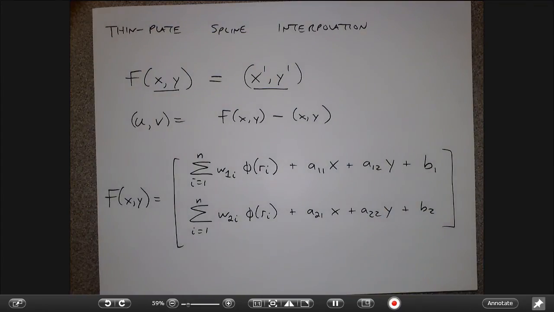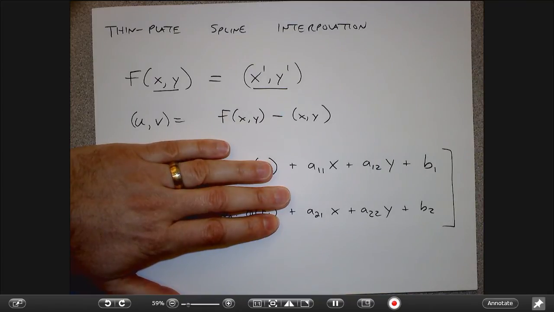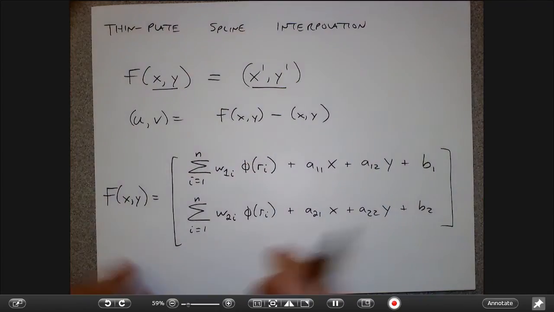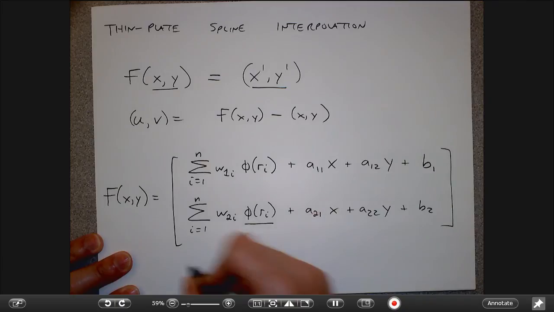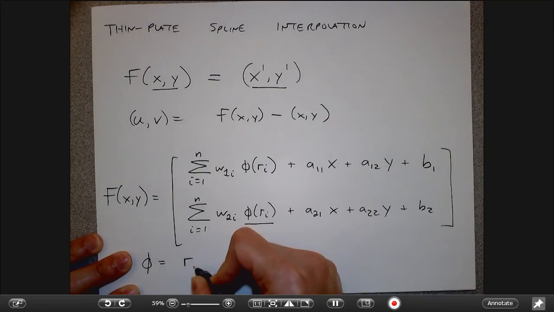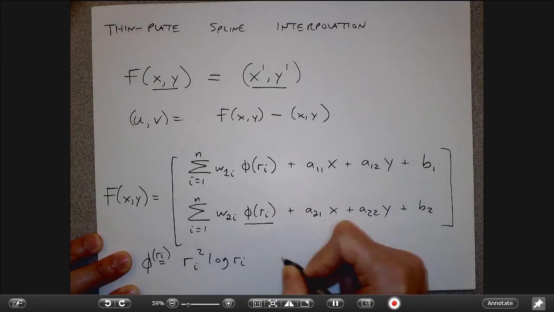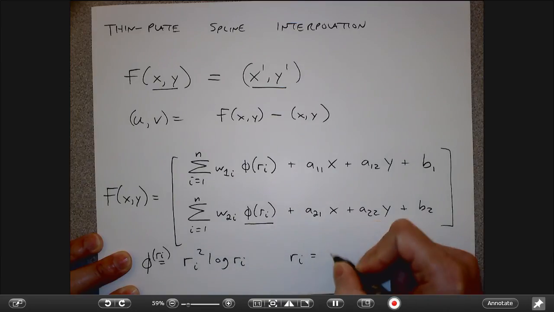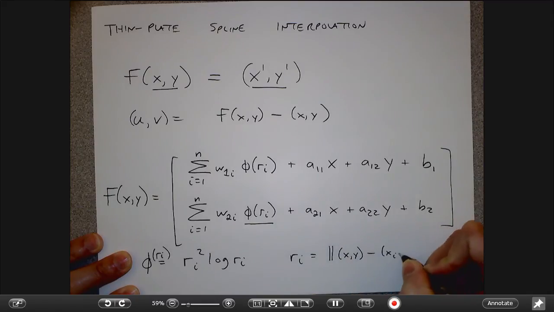Okay, so what do we got here? First let's talk about this part by itself. This part by itself is just an affine transformation. So there's an affine transformation, and on top of that, I add this other stuff here. So what is this other stuff? These phis are called radial basis functions. And so one example of a radial basis function is something like this. And this r is basically the distance from the point I care about to feature point i.